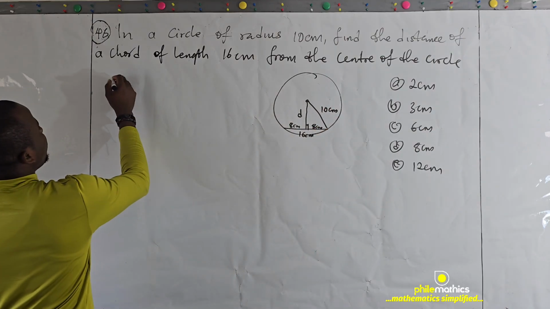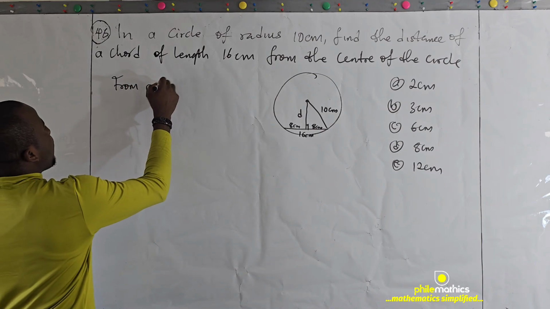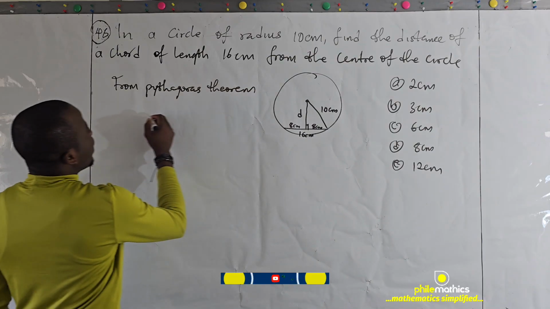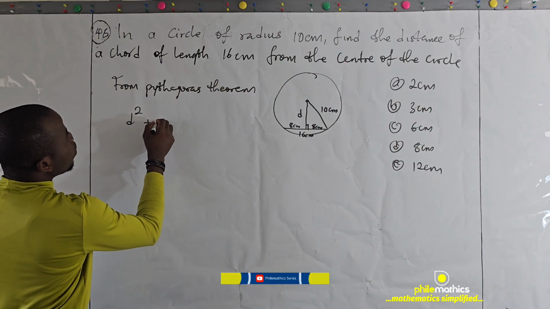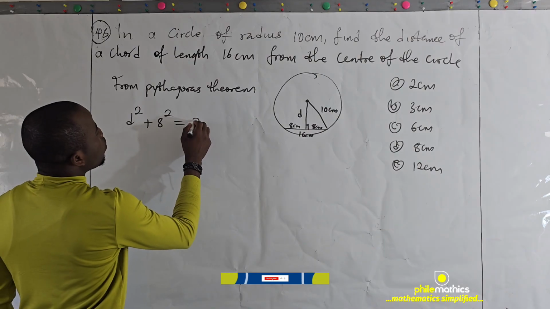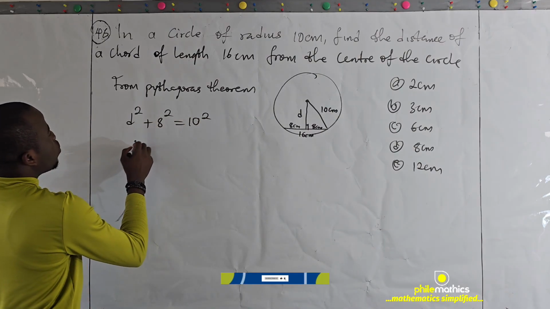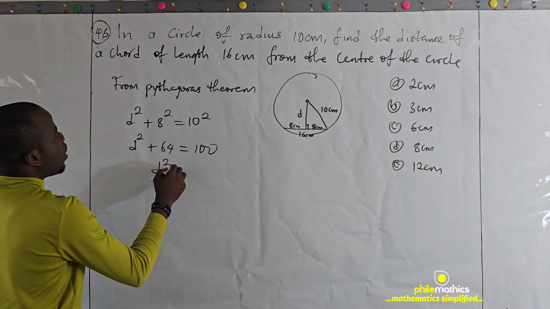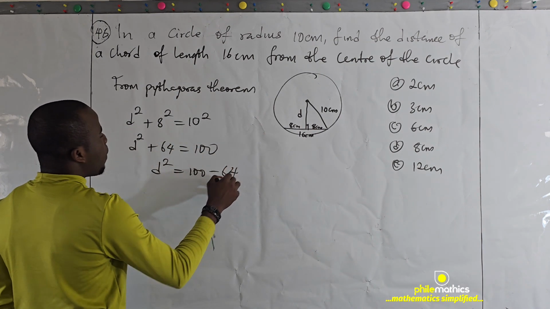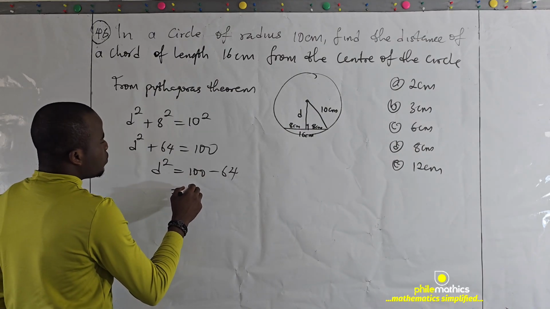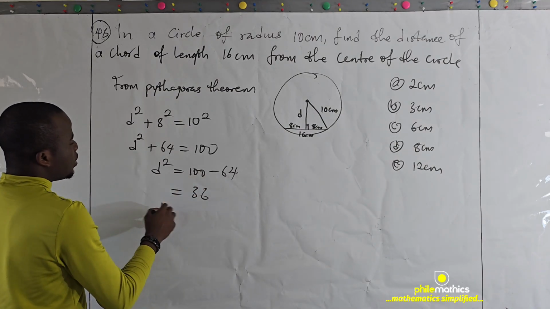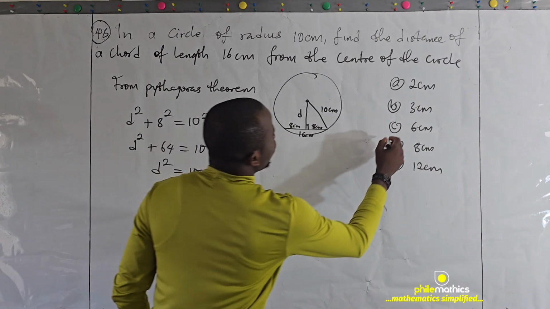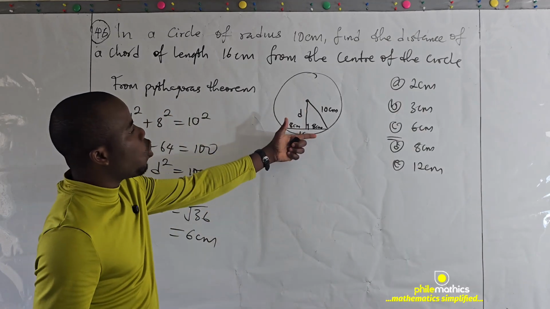So from Pythagoras theorem, we know that d square plus 8 square equals 10 square. So d square plus 64 equals 100. So that d square is 100 minus 64. This is 36. So that d is square root of 36. This is 6 cm. And so the distance from the center to the chord is 6 cm.